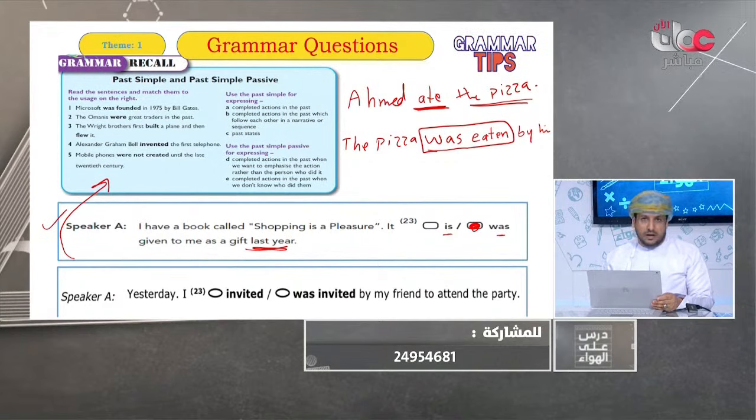Don't worry about the grammatical points or the questions tomorrow. Inshallah, you will do fine, inshallah.